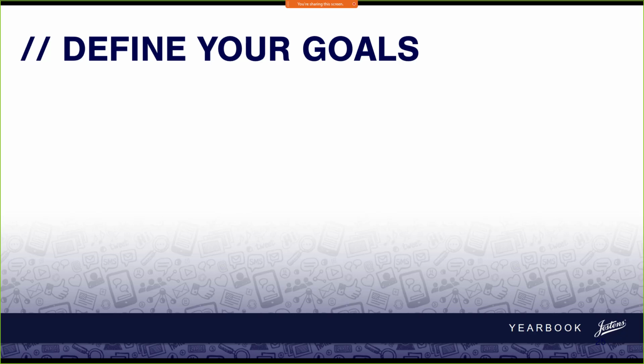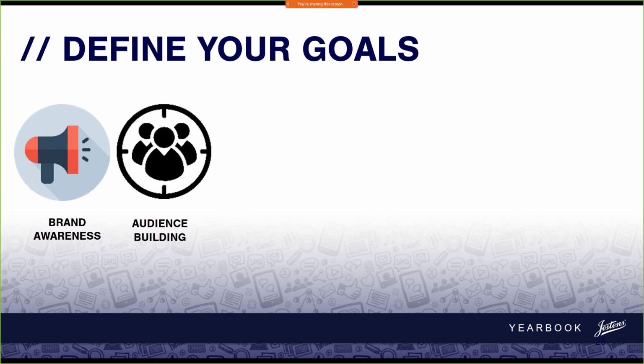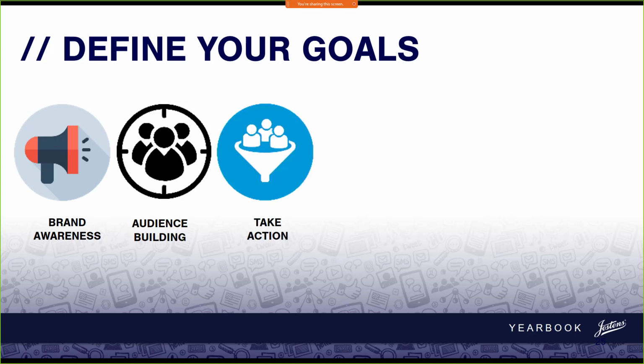So the first step in developing an influencer marketing strategy is obviously defining your goals. You don't need to include all of these goals that I'll be going through, but it's important to have a clear picture of what you're trying to accomplish with your particular campaign. The first one is brand awareness, which is getting more people to know or recognize your yearbook brand. The second is audience building, which is getting more students and parents in your community to follow or subscribe to your yearbook social accounts. The third is take action, which is getting people to execute on your call to action, which could be submitting photos and content for your yearbook.